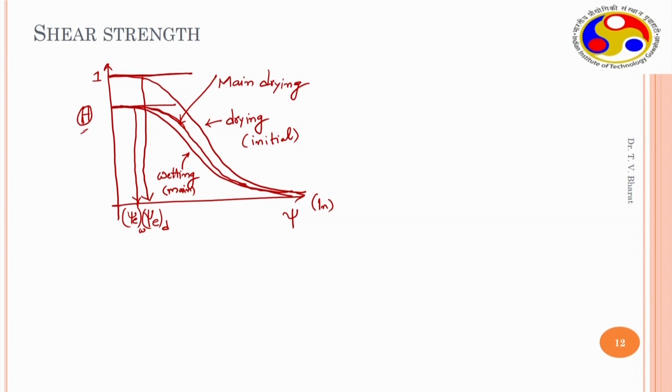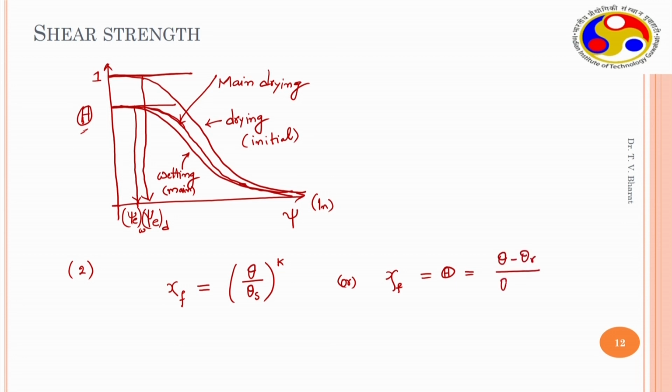Similarly, you have another relationship that is available, a very simple second empirical relationship, that is xi(f) is equal to theta by theta s power k, or simply xi f is equal to the normalized volumetric water content, that is theta minus theta r by theta s minus theta r. Here, in theta by theta s power k, when the k value changes, the non-linearity between volumetric water content and xi f changes.